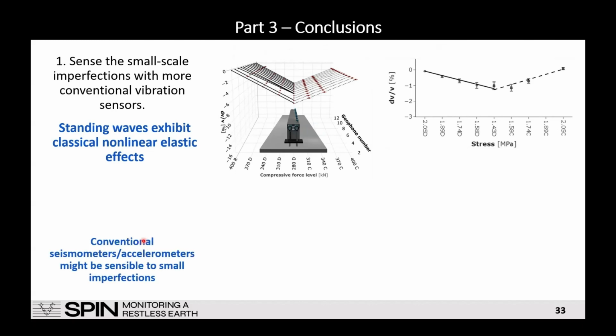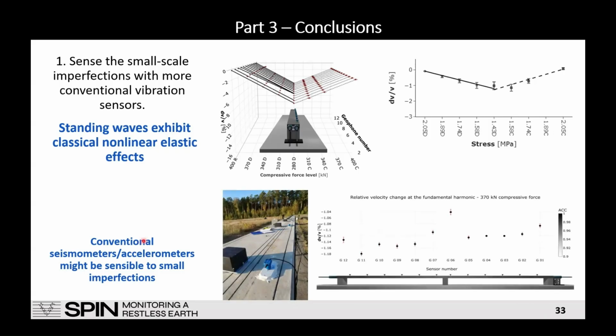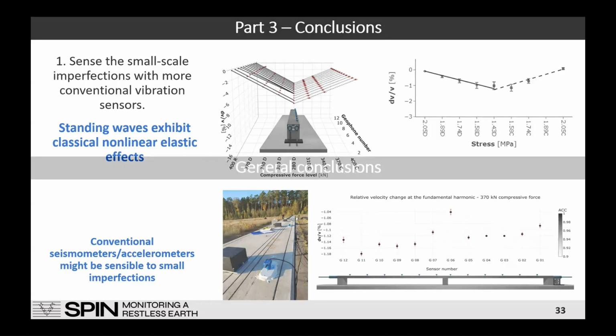And yeah, it is happening most likely due to changes in the elastic properties of the material. The second point is that conventional seismometers and accelerometers might be sensible to small imperfections. And those equipments are like conventional geophones. And we can see that in this plot where we have different behaviors in relative velocity changes in the north span and south span of the bridge.